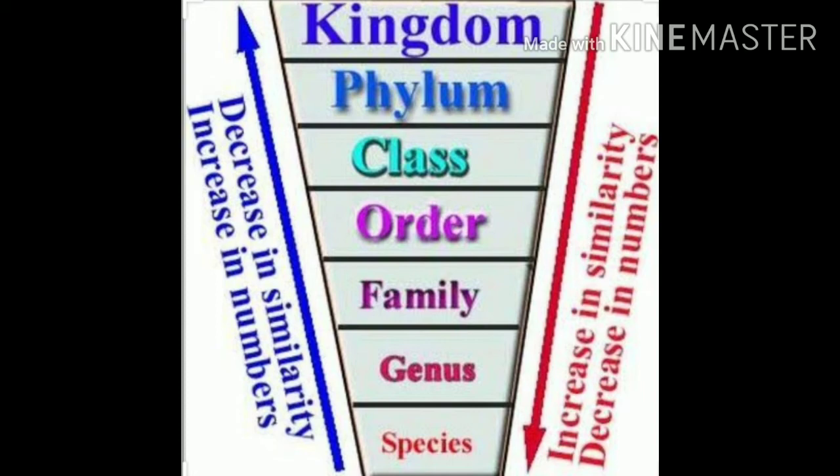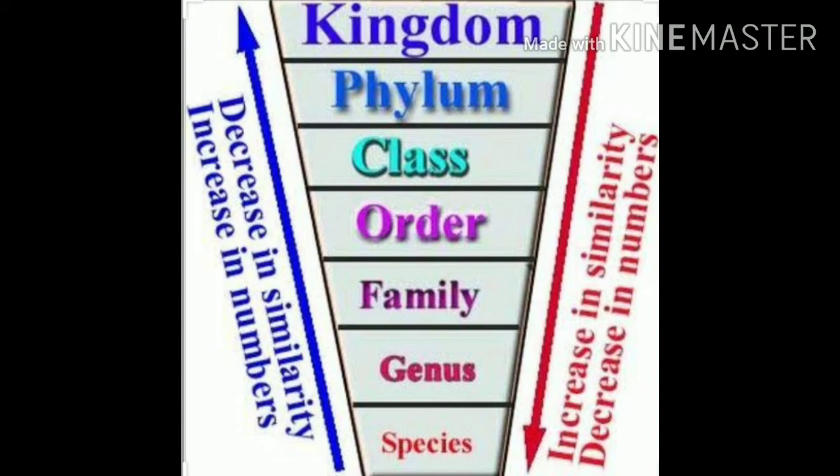So in kingdom, there will be more organisms with less similar characteristics. As we go down, the number of organisms decreases, but the similar characteristics increases. So it's kingdom, phylum, class, order, family, genus, and species. In species, you'll find only one type of organism. Like human beings, we belong to mammals, class Mammalia. But again, in mammals we have other organisms also.